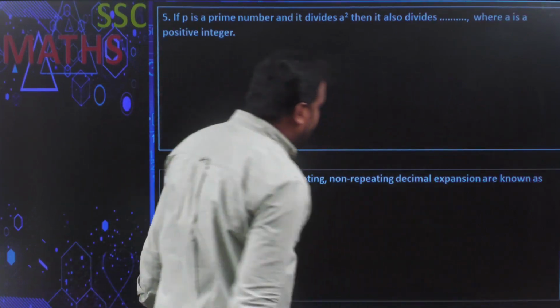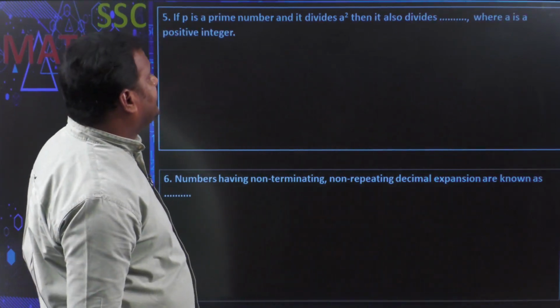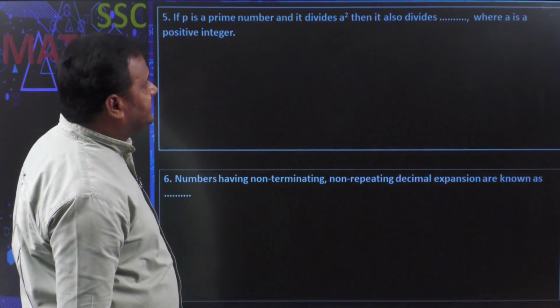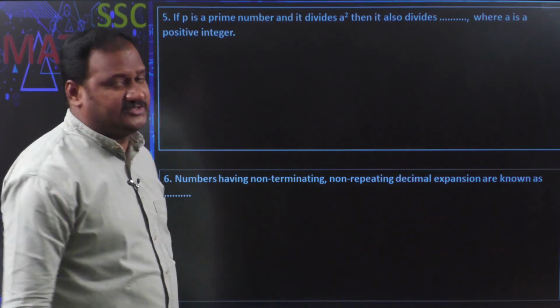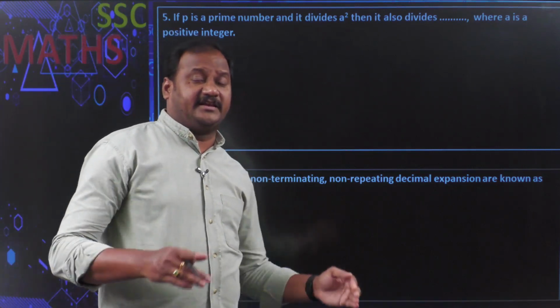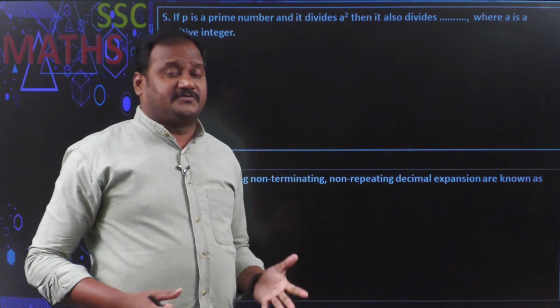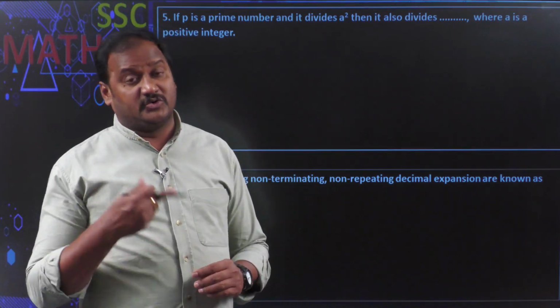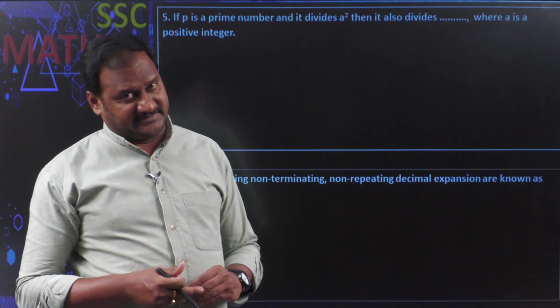So coming to the next one, that is if P is a prime number and it divides A square, then it also divides what? Actually, this is one of the statements in the proof that root 2 is an irrational number, root 3 is an irrational number, root 5 is an irrational number.